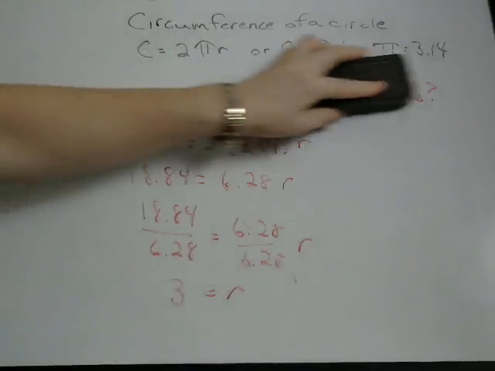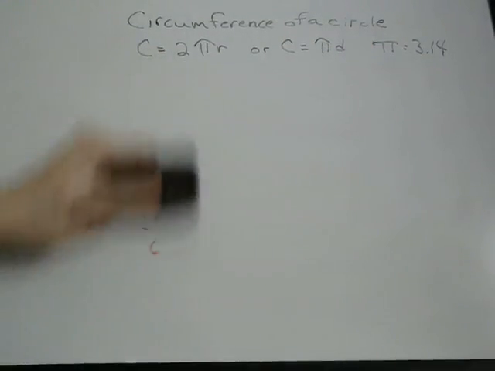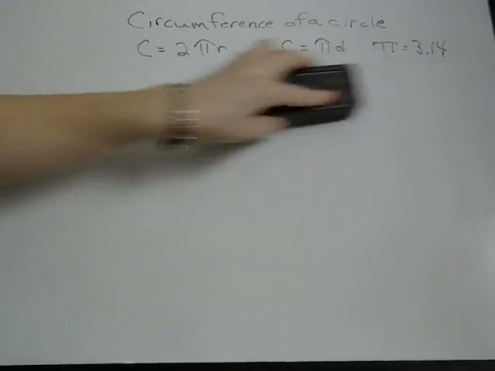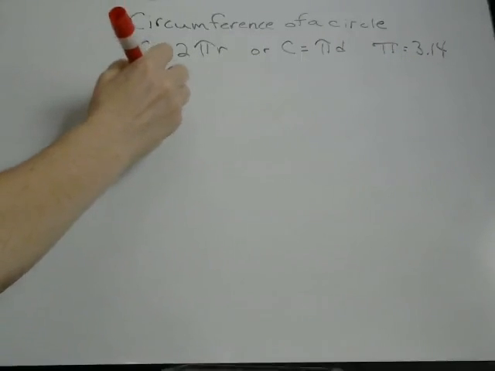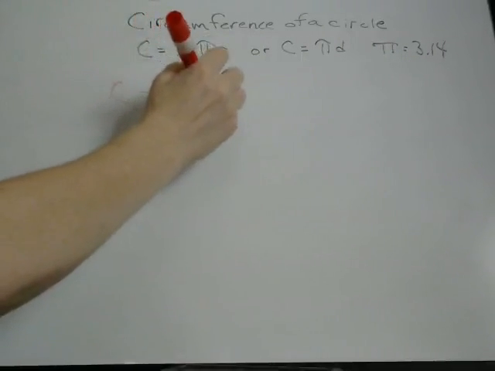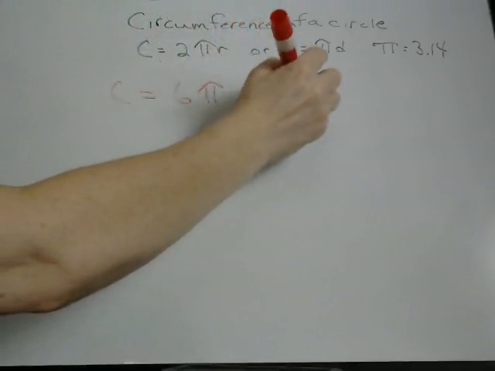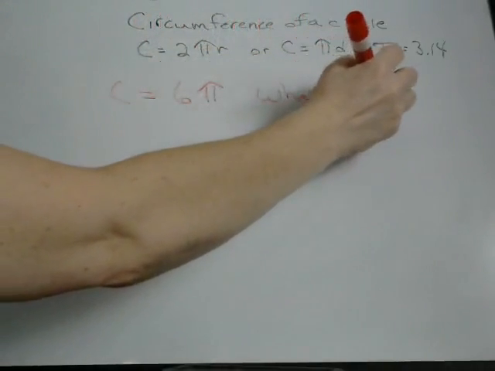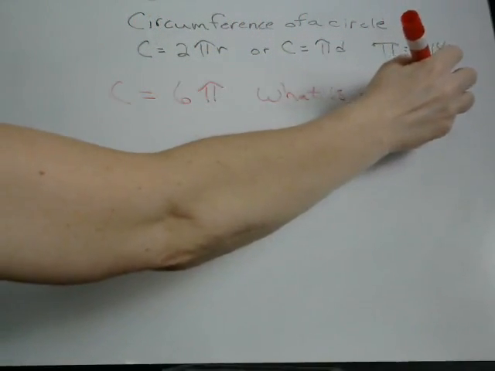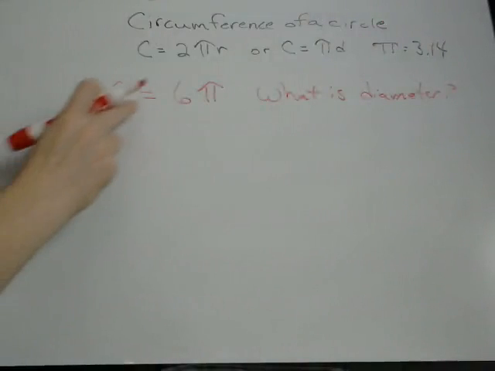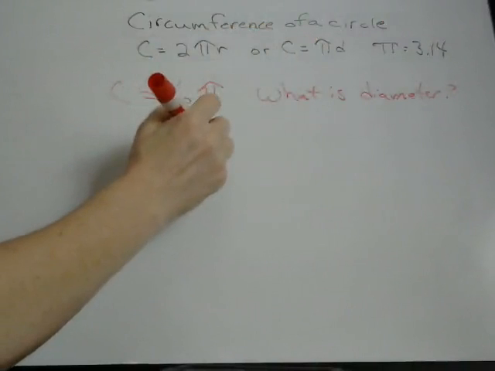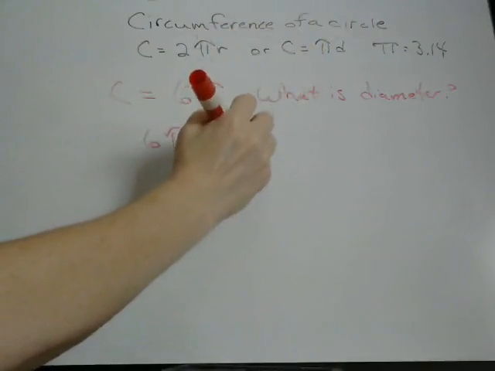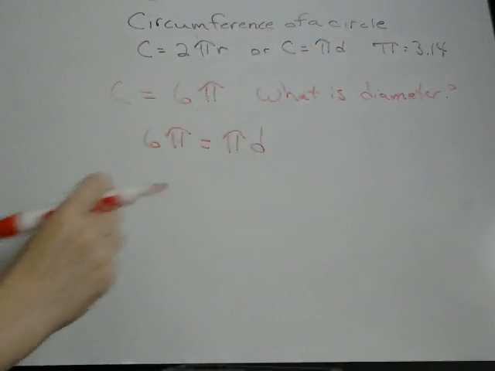One thing that they might do, just to kind of throw you off, is leave things in terms of pi. So I want to show you a problem like that. You might say the circumference is 6 pi. What is the diameter? So here again, we just plug it in. 6 pi equals pi times diameter.